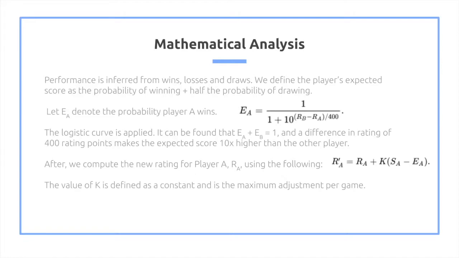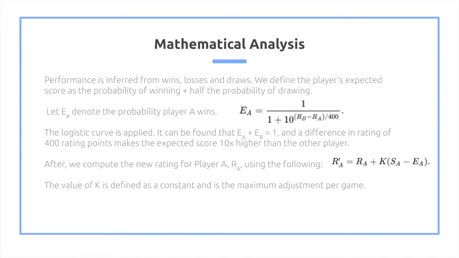We define the player's expected score as the probability of winning plus half the probability of drawing. So let E_A denote the probability player A wins. So here we have E_A = 1 / (1 + 10^((R_B - R_A)/400)), where R_B and R_A are the ratings of players B and A respectively. Here we apply the logistic curve. We also see that E_A + E_B = 1, and a rating difference of 400 points makes the expected score 10 times higher than the other player.